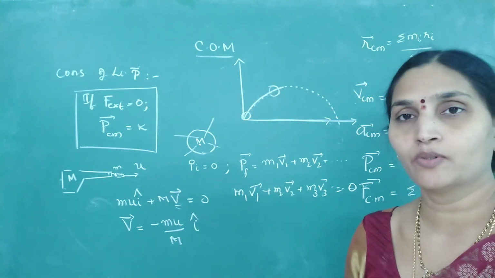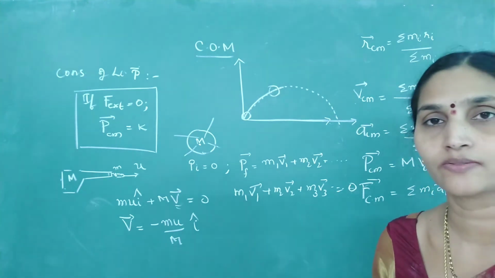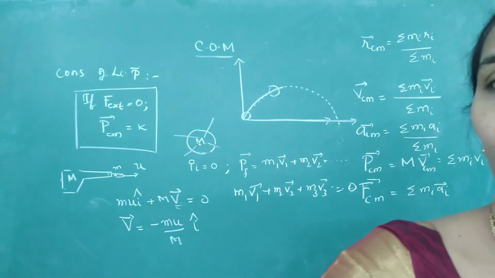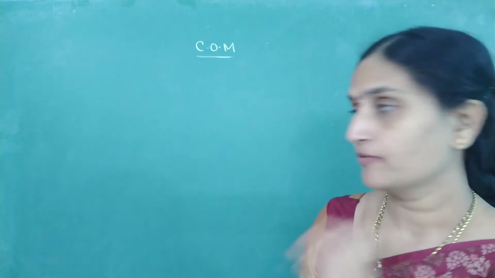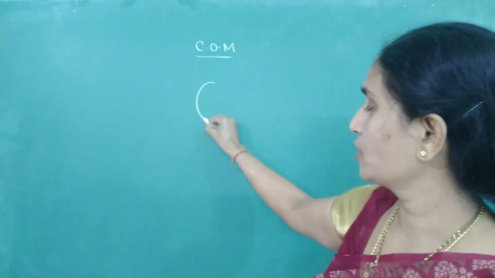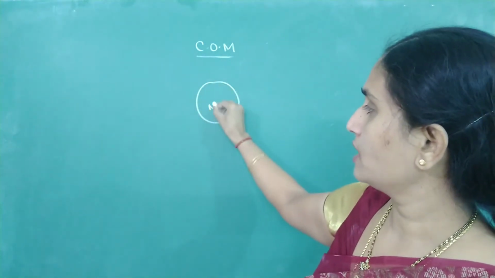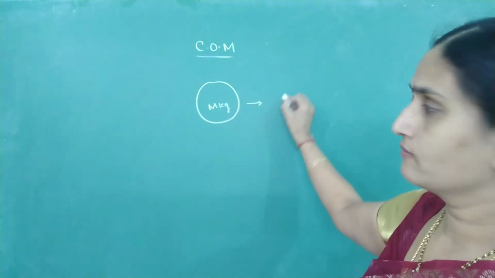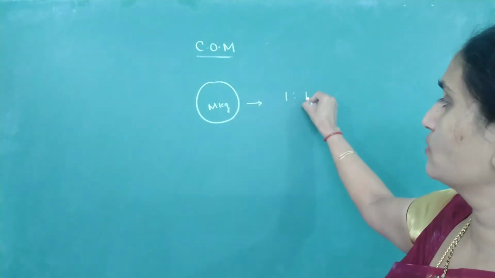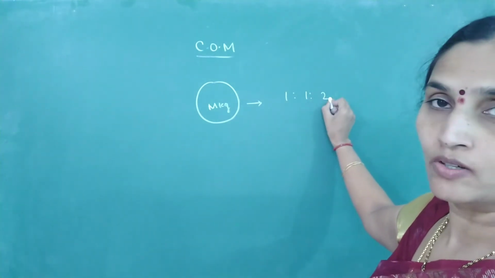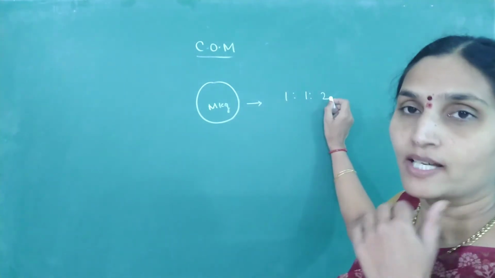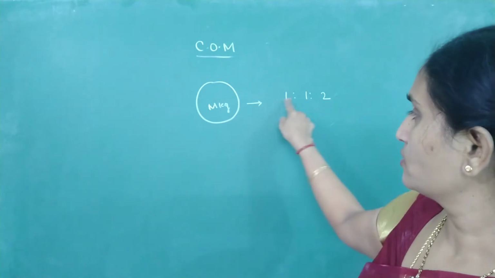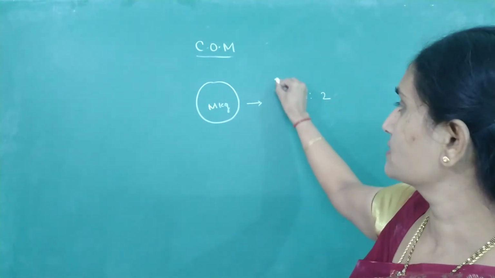Let us look into some more numericals related to conservation of linear momentum. Look at this question. This is also an often given question. A body of mass M kg is exploding into 3 particles with masses in the ratio 1:1:2. I am repeating the question. There is a body of mass capital M. It is exploding into 3 particles. What is the ratio of the masses?